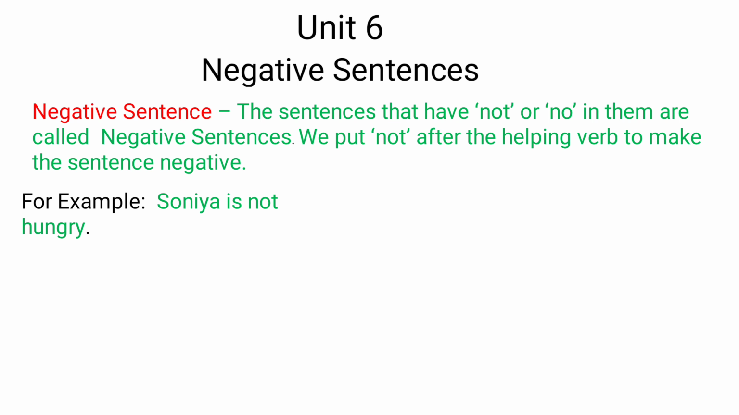Here is a sentence you all can see on my screen. Sonia is not hungry. So now just tell me, what is Sonia in this sentence? Sonia is a naming part. We had already discussed that the subject is known as the naming part. So who is not hungry? That is Sonia. So Sonia is the naming part. Is is the helping verb, right? And we put not after the helping verb. So we put not after the helping verb, and hungry is the object here.